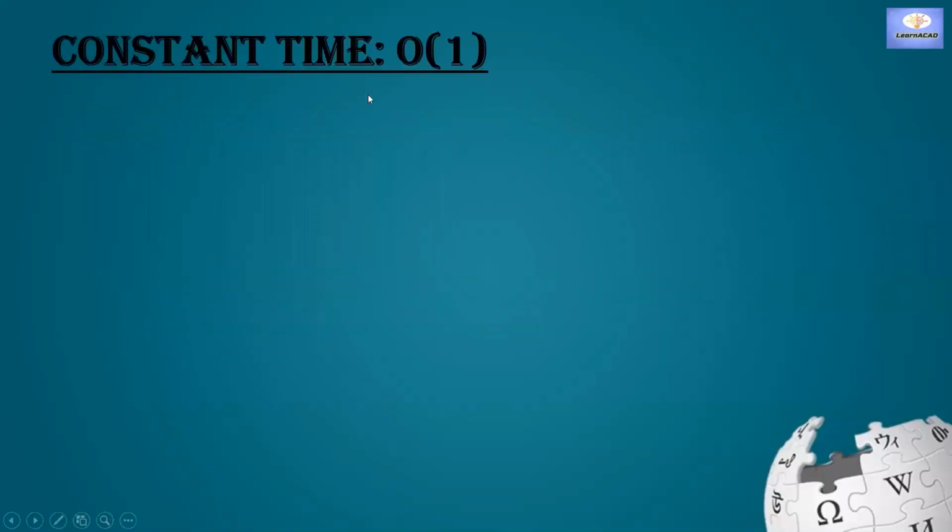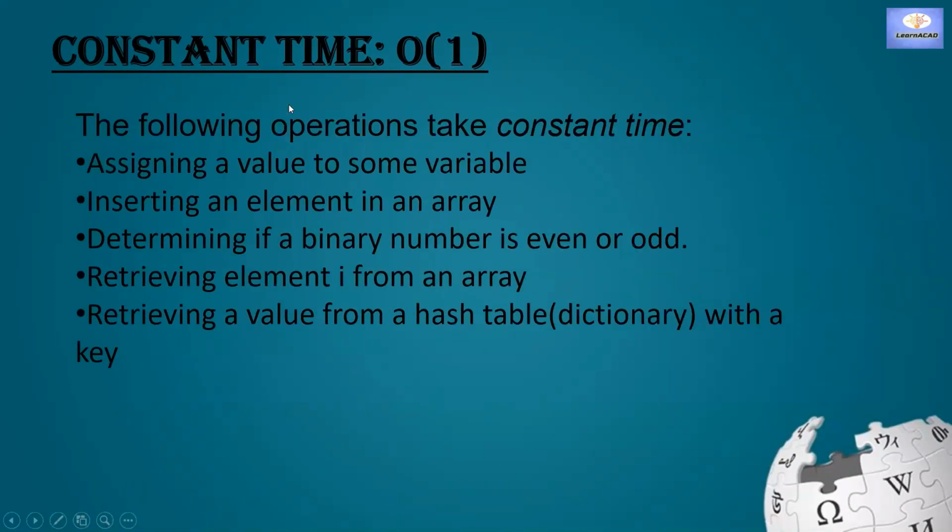The first is constant time, which is big O of 1. We can say it big O of 1. The following operations take constant time. The first is assigning a value to some variable. The second is inserting an element in an array. The third is determining if a binary number is even or odd. The fourth is retrieving the element i from an array. And the fifth one is retrieving a value from a hash table with a key.